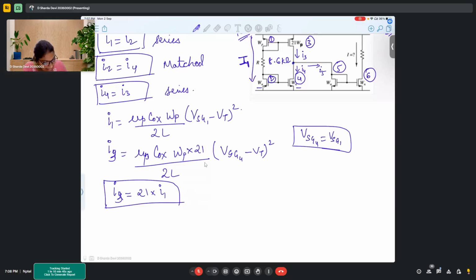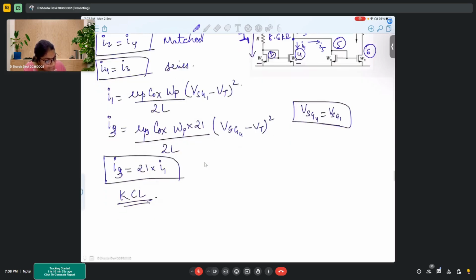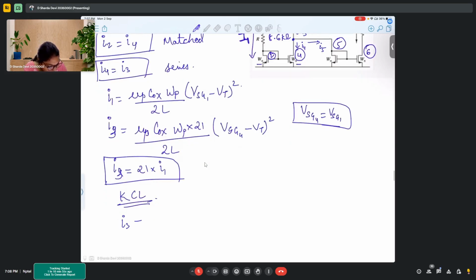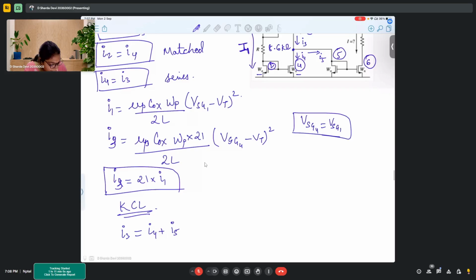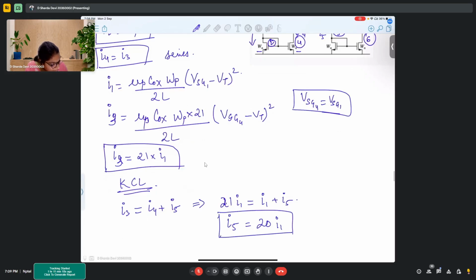So by applying KCL, we will find that I3 equal to I4 plus I5. So we know I3, it is 21 times of I1 equal to I4 is I1 plus I5. So I5 is 20 times of I1, right? So this is 20 times of I1.